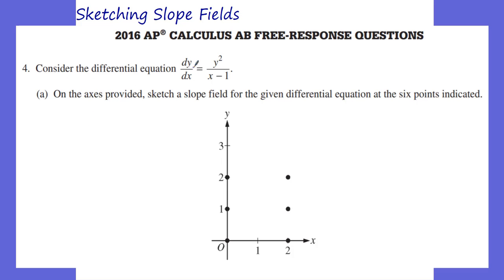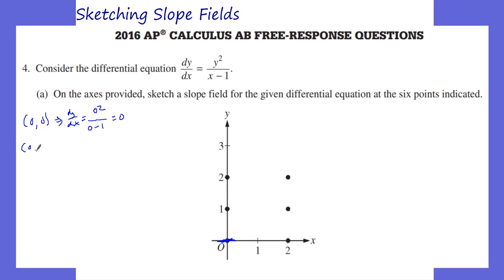Consider the differential equation dy over dx, that's the slope, is equal to y squared over x minus 1. What we're going to do is look at each point and how it is affecting the slope. So we start with the origin, 0, 0. We plug this in our equation. So dy over dx is equal to 0 squared over 0 minus 1, which is 0. So I have a slope of 0, and I'm going to draw a slope of 0 right here.